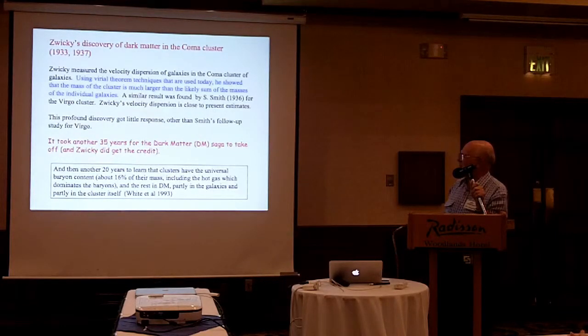This profound discovery got little response other than Smith's follow-up study. It took another 35 years for the dark matter saga to take off, and in this case, Twicky in the end did get the credit. Then it took another 20 years to learn that clusters have the universal baryon content, about 16% of their mass, including hot gas, which dominates the baryons, and the rest of the cluster is basically dark matter, partly in the galaxies and partly in the clusters.